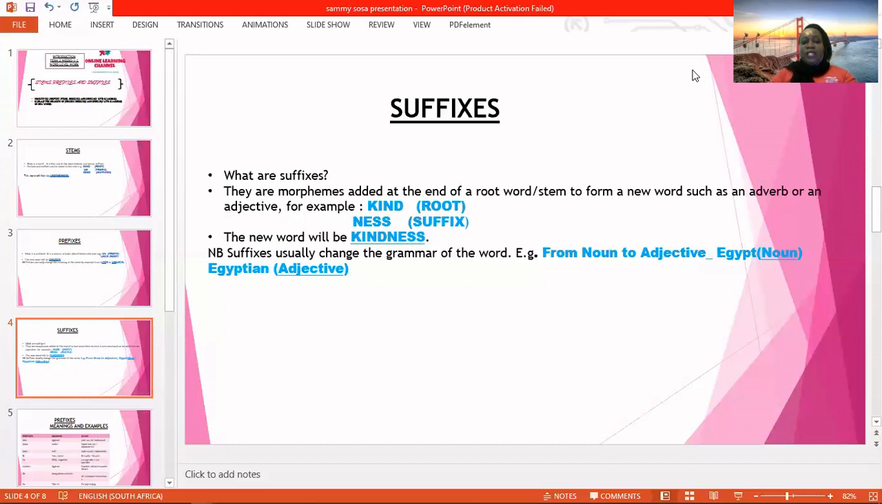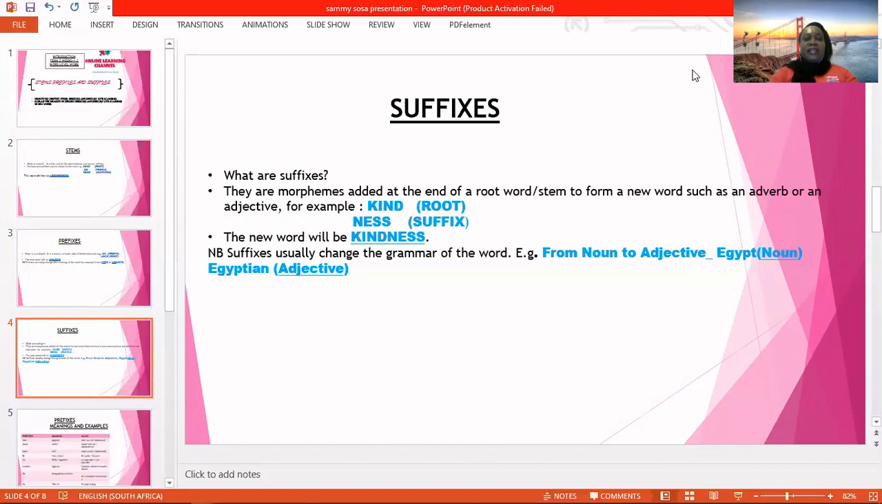I want you to take note of this. Usually our suffixes change the grammar of our words. For instance, from nouns to adjectives. Look at the example there. Egypt is the noun. And once we add the suffix ian, it becomes an adjective. That is what we refer to as suffixes, those that come after the root word, and usually will change the grammar or the part of speech of the word.